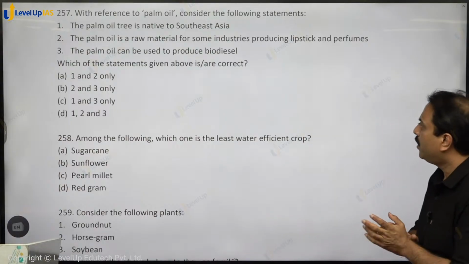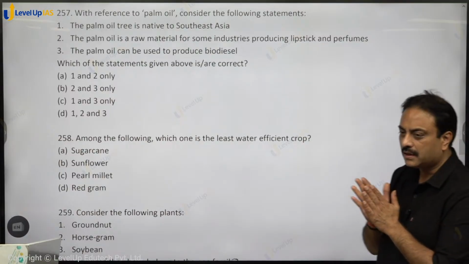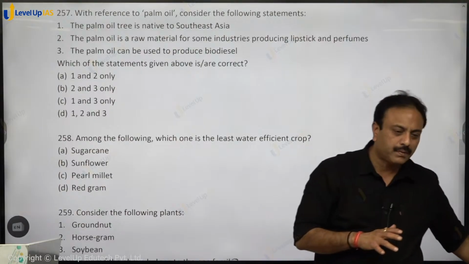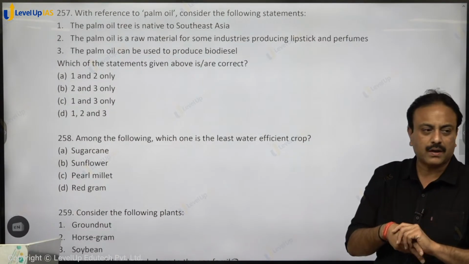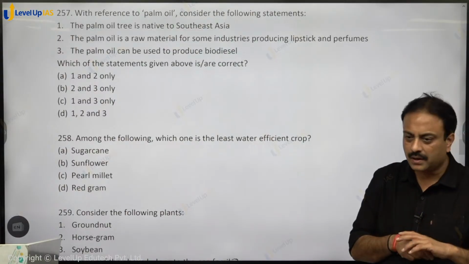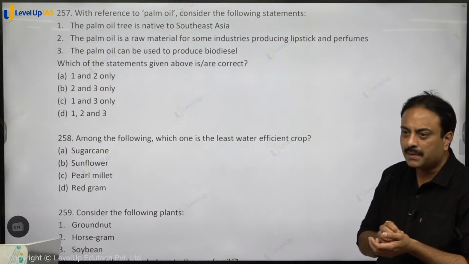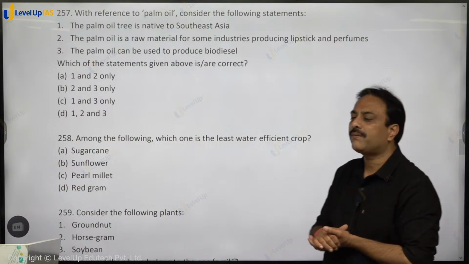With reference to palm oil, consider the following statements. The palm oil is native to Southeast Asia. Native means the original place, where a particular crop belongs. So palm oil is native to which place? Africa, the western side of Africa, right? They have given Southeast Asia. India is importing maximum from Southeast Asia, right? Yes or no?